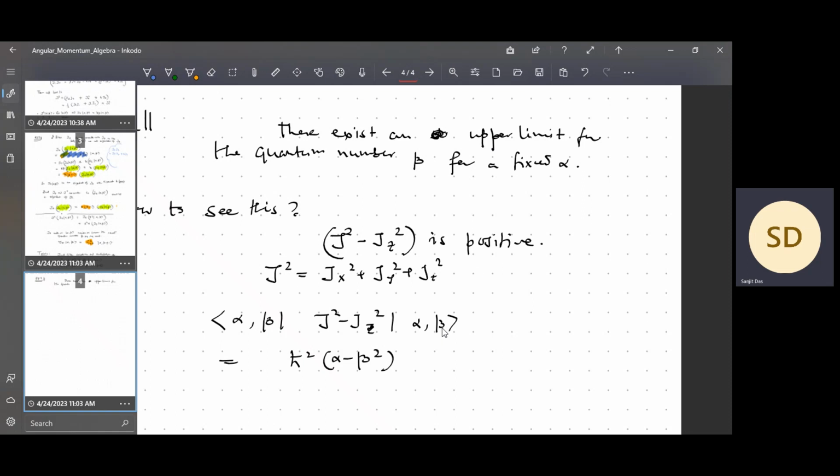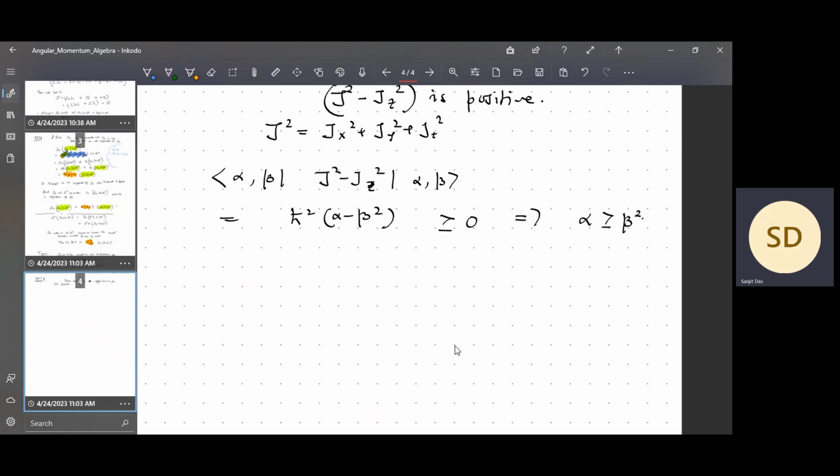It will be h bar beta, and again Jz will act on that. It will be h bar beta, so h bar squared, and J squared acts on this. It will be h bar squared alpha. This is from the beginning what we have done. And again from delta alpha alpha delta beta beta, that will be 1, and this should be greater than or equal to 0, which implies that alpha has a lower bound, that is beta squared. Alpha is minimum beta squared, or it should be more than beta squared.